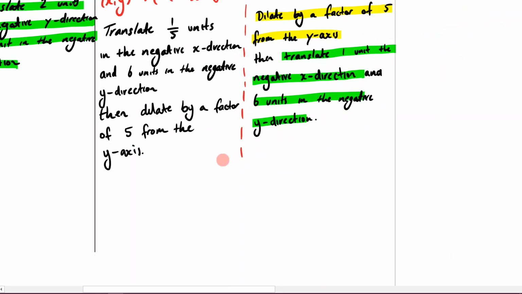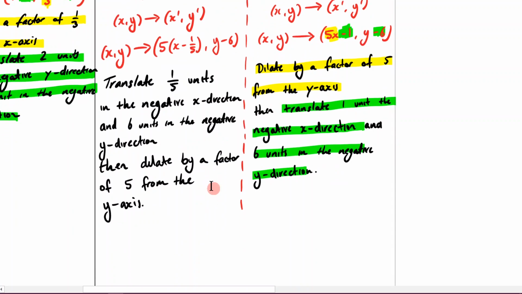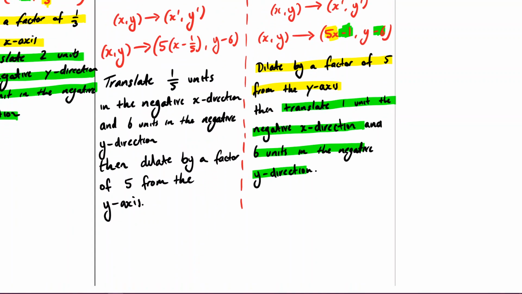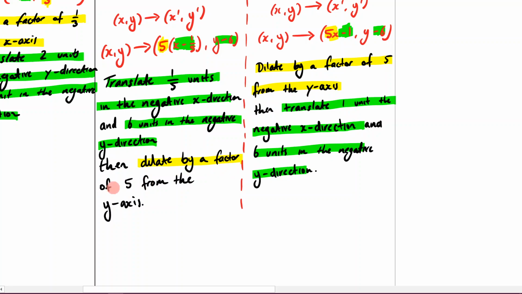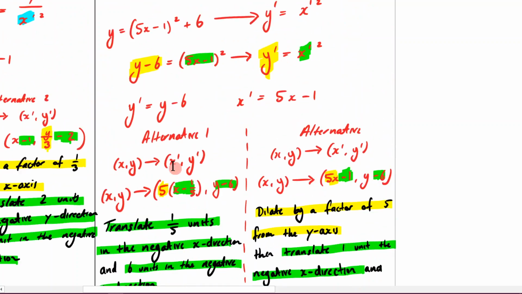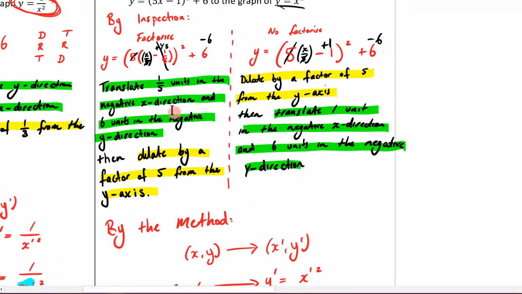And we're done. So if we just come here for a minute and reflect on what we did here, my voice is about to give up. We first translated, because we factorized, that's what we had to do. So translate 1 on 5 units in the negative x direction, and then remember you have to do all your translations at once, 6 units in the negative y direction, and then once we translated, then we dilated, dilate by a factor of 5 from the y-axis. And this is the same as what we did here.